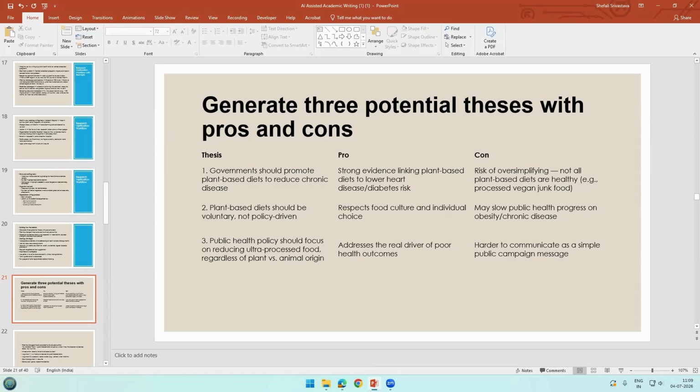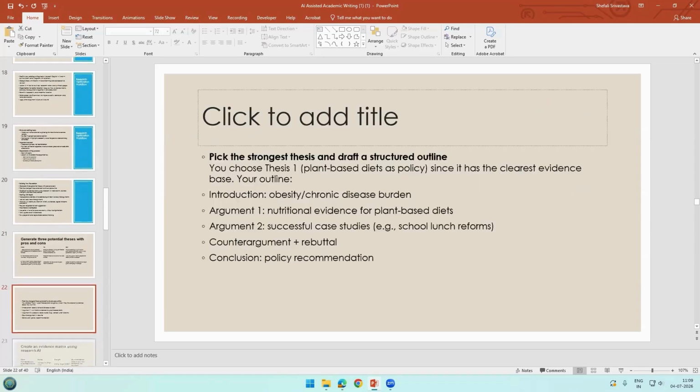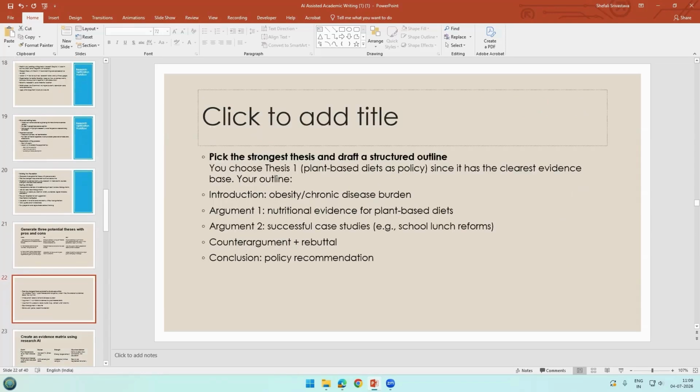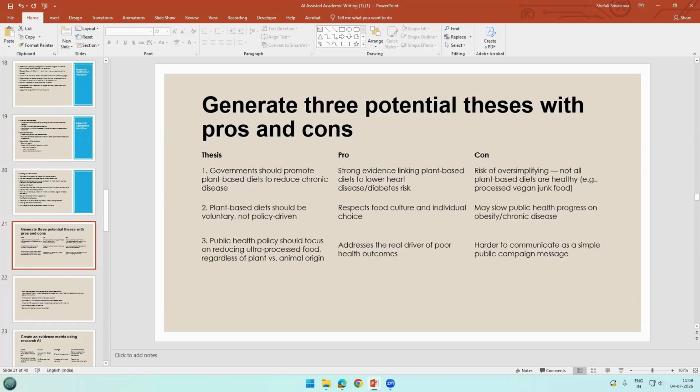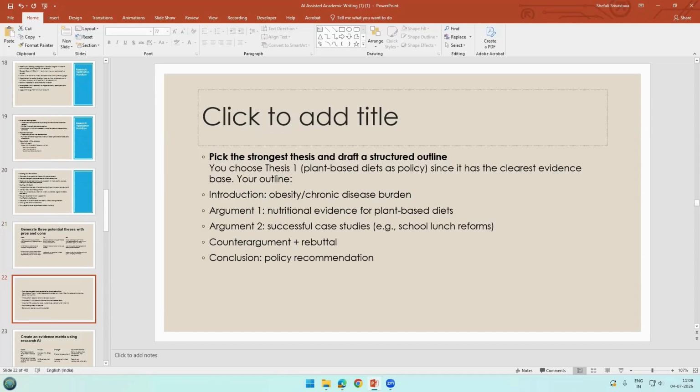So this is another thesis. Plant-based diet should be voluntary, not policy driven. Then what are the pros and cons? And similarly, the third point. So what we do, we pick the strongest thesis and draft a structured outline around it. Like, let's say we brainstormed and came up with these three theses, we will pick the strongest one. So, what is the strongest one?